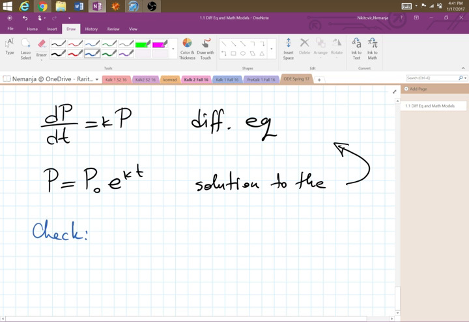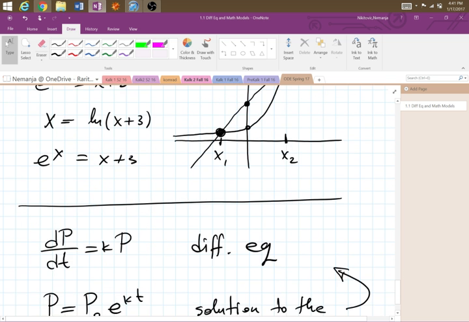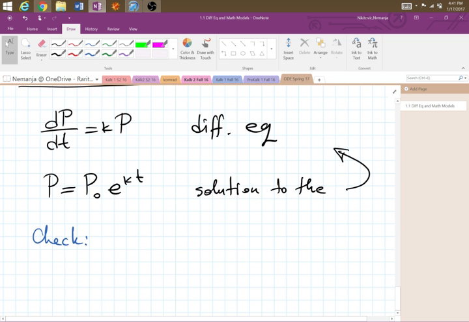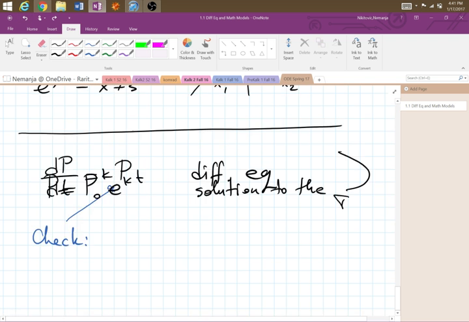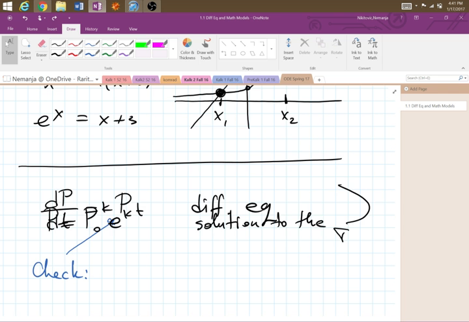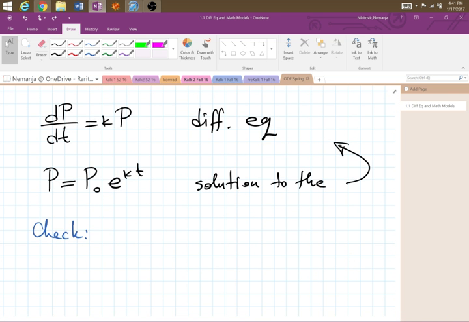So how do we check? You have the solution. You plug it back in, right? So there's no difference. Just plug back. You have what P is. It's all this stuff.